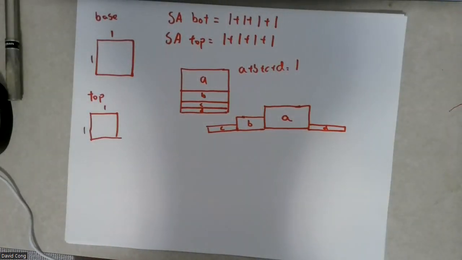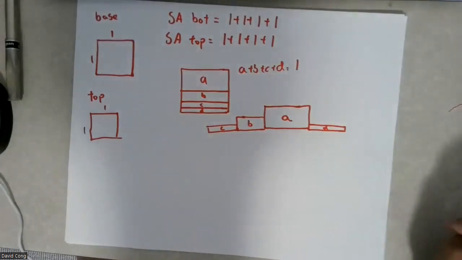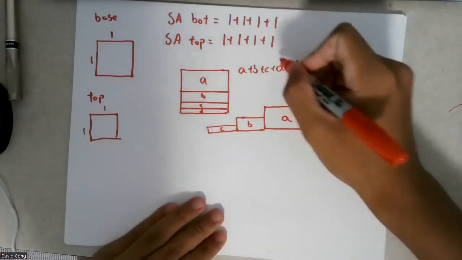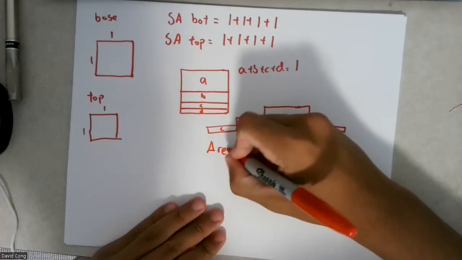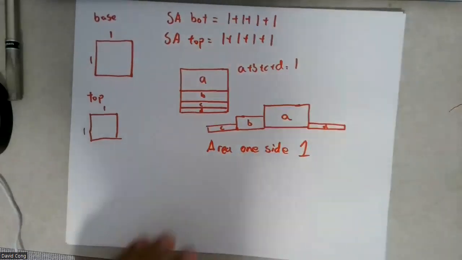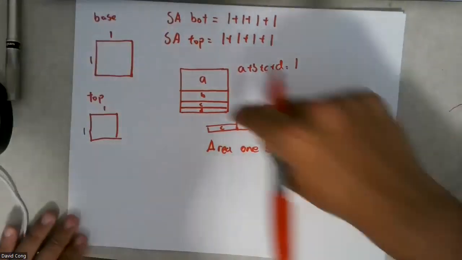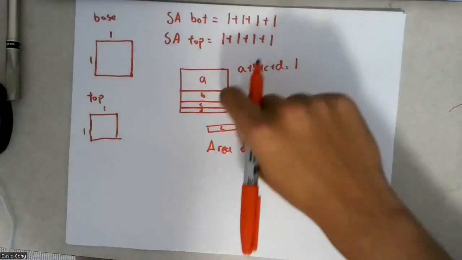So what is the area of this side? Well, let's add up the parts. A plus B plus C plus D. Wait, but we know what that sum is. So the area of one side is just 1. We knew it was 1 in the first place. And what are we doing? We're just rearranging it.